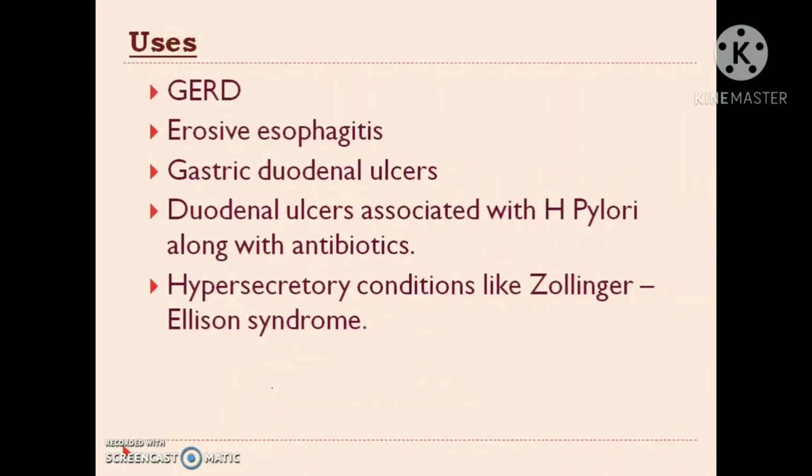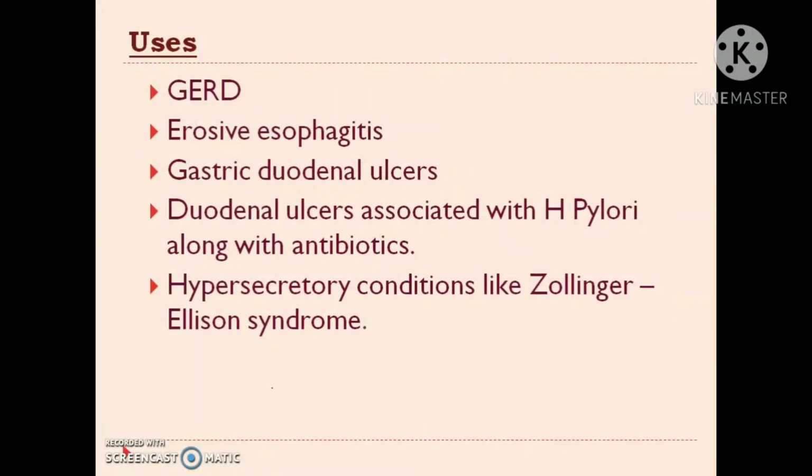Then coming to the uses of proton pump inhibitors. These proton pump inhibitors inhibit both basal and stimulated acid secretion, and they are the most effective anti-ulcer therapy, and their action is independent of secretagogues like histamine, acetylcholine, etc. And they are used for the treatment of gastric and duodenal ulcers, erosive esophagitis, then GERD, and duodenal ulcers associated with H. pylori along with antibiotics, etc.